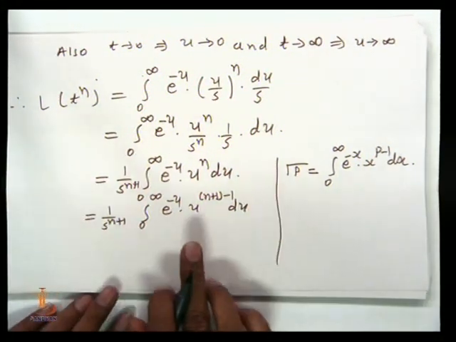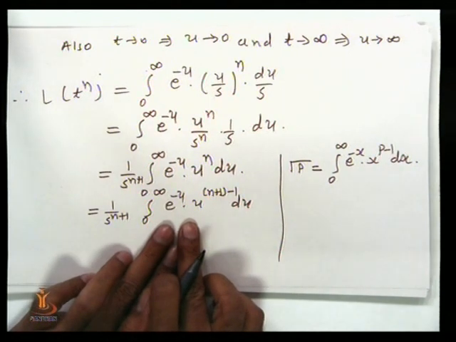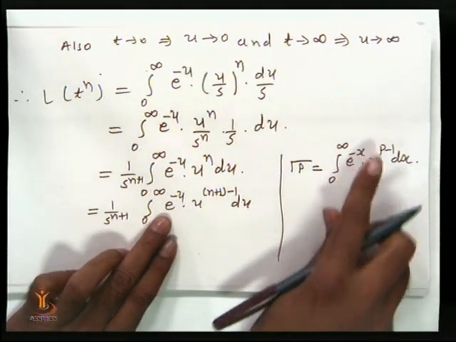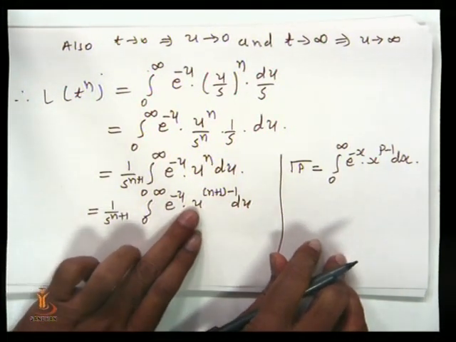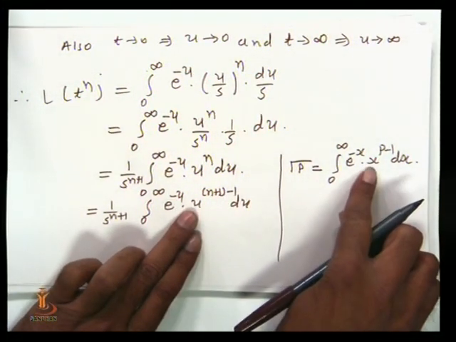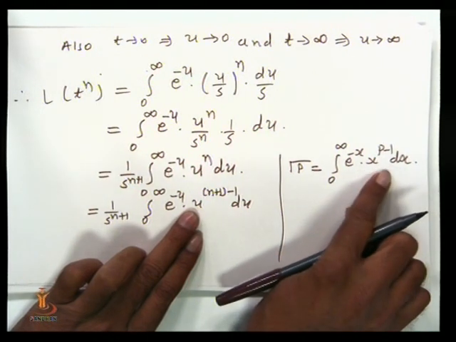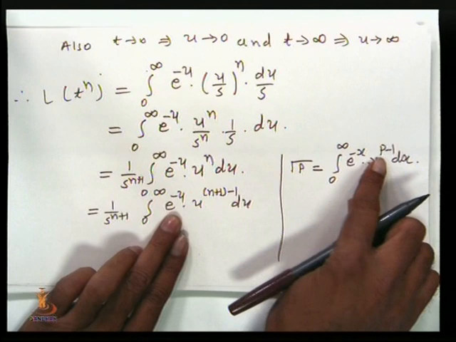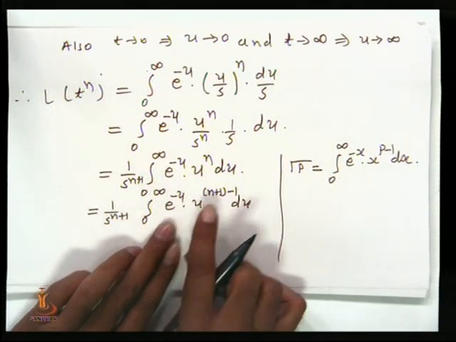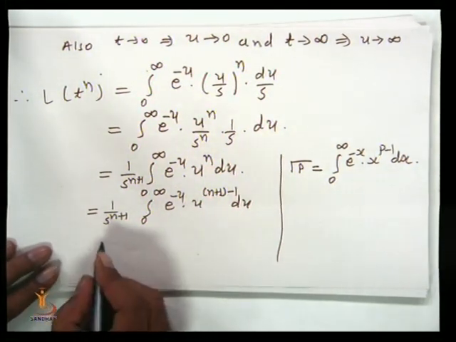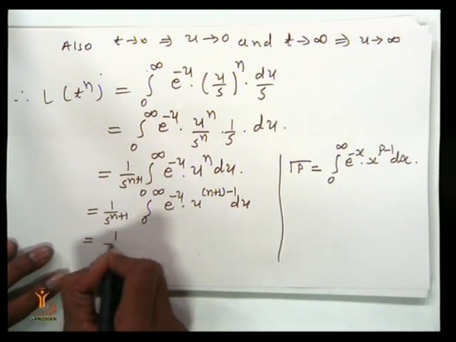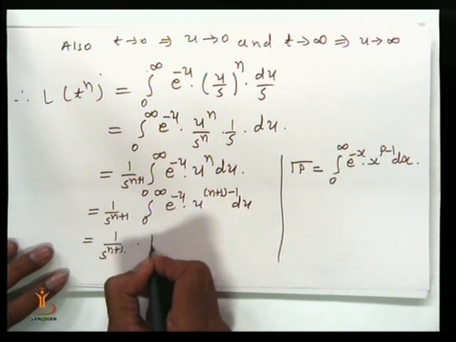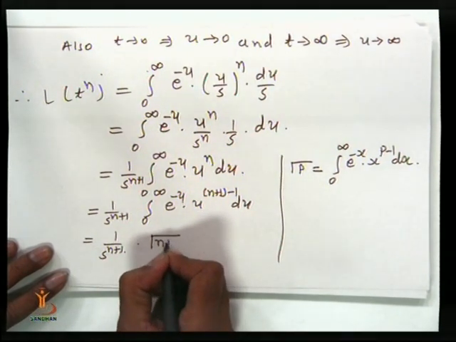So now we compare this right hand side integral with this gamma function. See, e raised to minus x, here e raised to minus u, and u raised to n plus 1 minus 1, here x raised to p minus 1. Here our variable is x, while here the variable is u. So instead of p, here we have n plus 1. So this becomes 1 upon s raised to n plus 1 into gamma n plus 1.